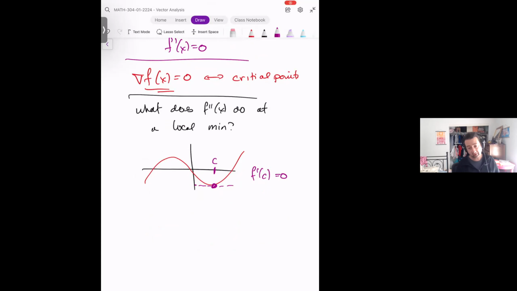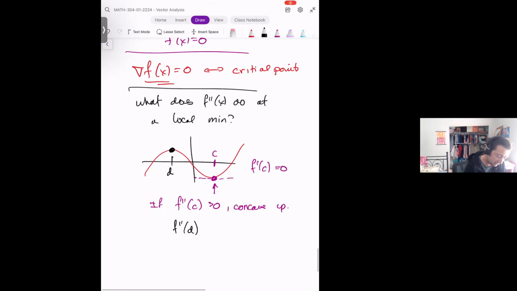That's called the second derivative test. The second derivative test tells you when a critical point is a local max or a local min. If the second derivative at c is positive, then it's concave up. But concave up means local min, right? If you're at a critical point, so the slope is 0, and the function is concave up, well, then you're at a minimum. It's the only way it could happen. If you were at a point like this one, say that's the point D, and the second derivative at D is negative, then it's concave down, and you're at a maximum.